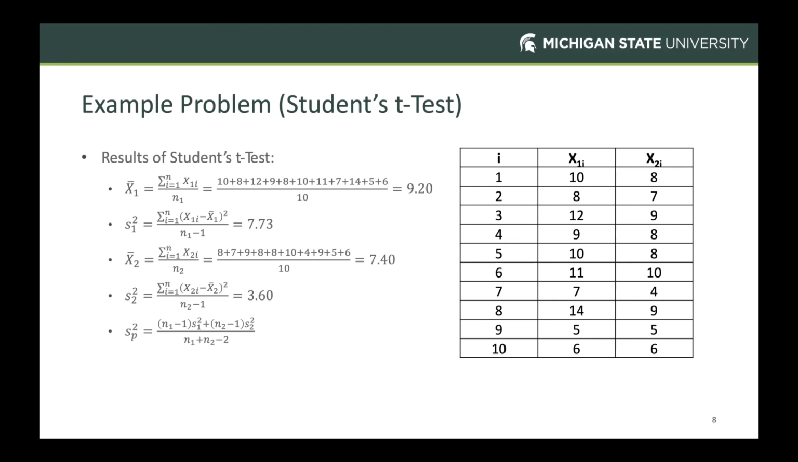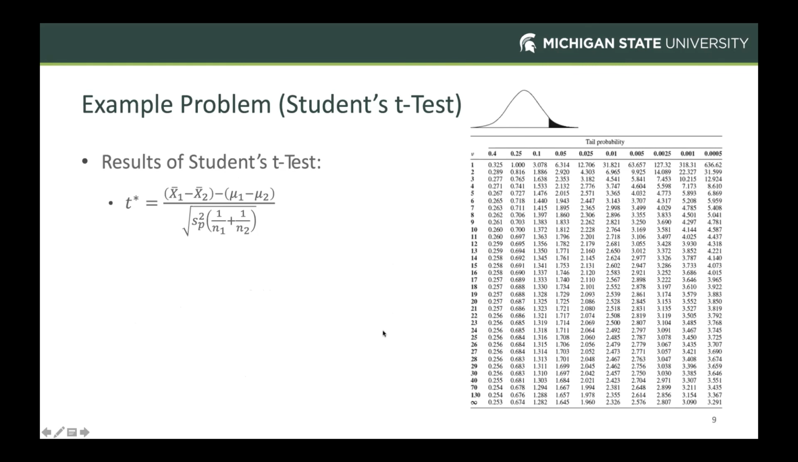And so we can use that information in turn to calculate the pooled variance. Both of our sample sizes in this case are equal to 10. And so we're just taking 10 minus 1 times the first sample variance plus 10 minus 1 times the second sample variance. And then we're dividing by N1 plus N2 minus 2. And that gives us a pooled variance of 5.67, okay? And so with that, we have all the information that is necessary to plug into our Student's t-test. Plugging those numbers in directly, we'll find that our calculated value of t in this case is 1.69.